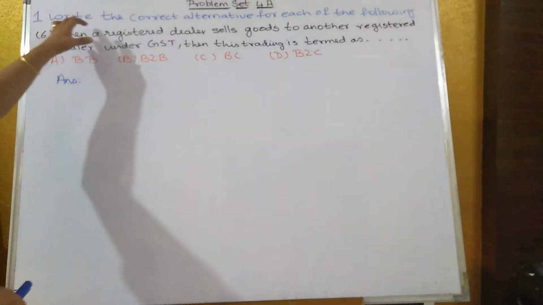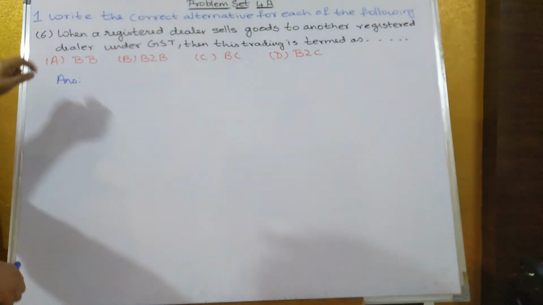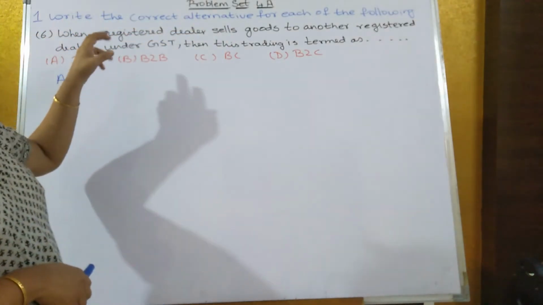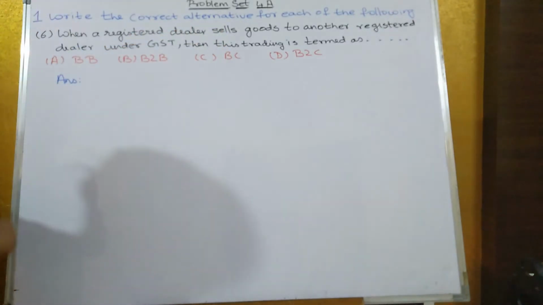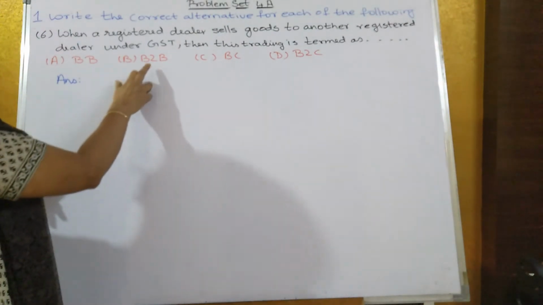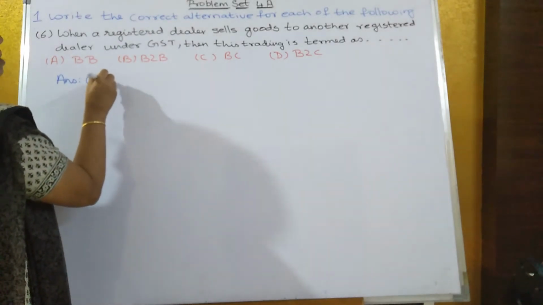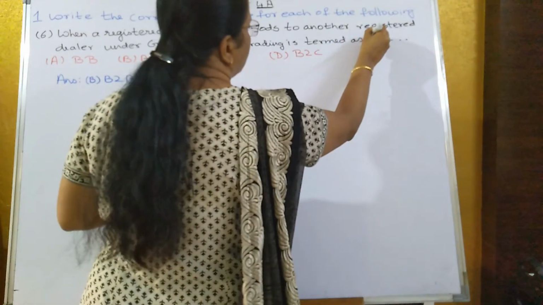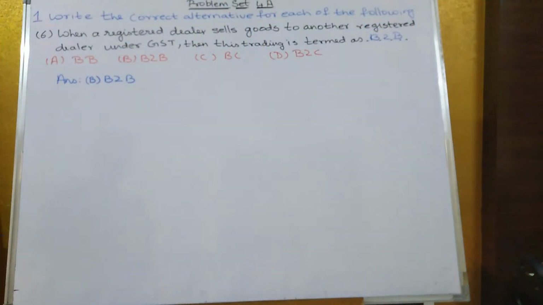Now the first part, that is the MCQ question: write the correct alternative for each of the following. The sixth one: when a registered dealer sells goods to another registered dealer, that means one GSTIN holder sells goods to another GSTIN holder, then this trading is termed as what? It is known as business to business. So the correct option is B, that is business to business. So here you will write down B to B. This is the correct option over here.